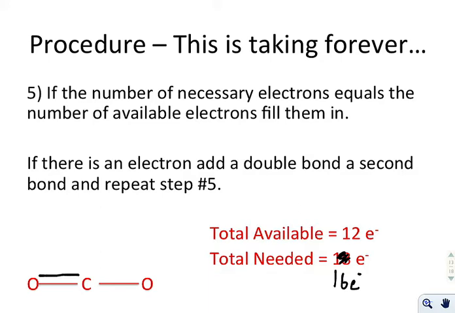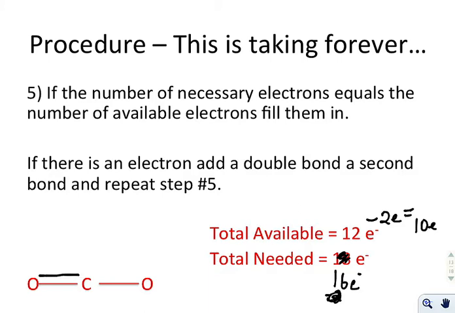So I add a second bond between this carbon and this oxygen. I have no idea if that's the one that actually occurs. I just take a look at it. There's no way of knowing which one is which. Now I subtract 2 electrons from my total. I had 12 electrons available, I used 2 of them, so I now have 10 electrons available.